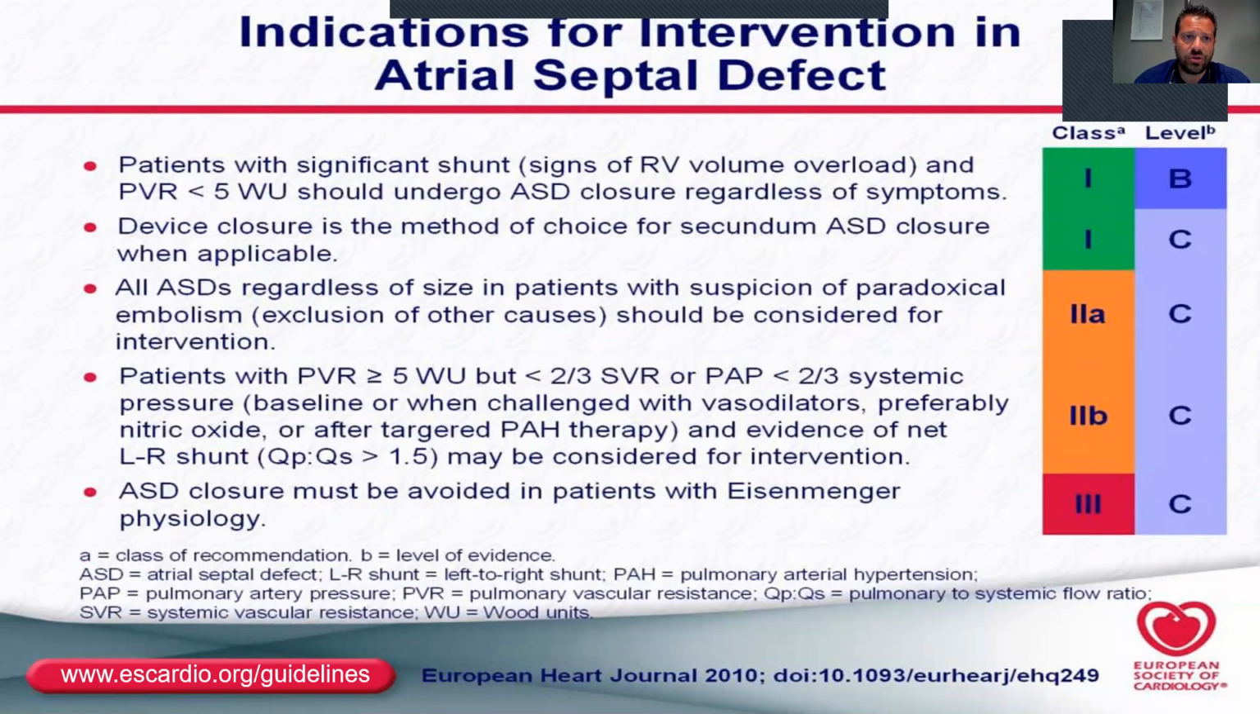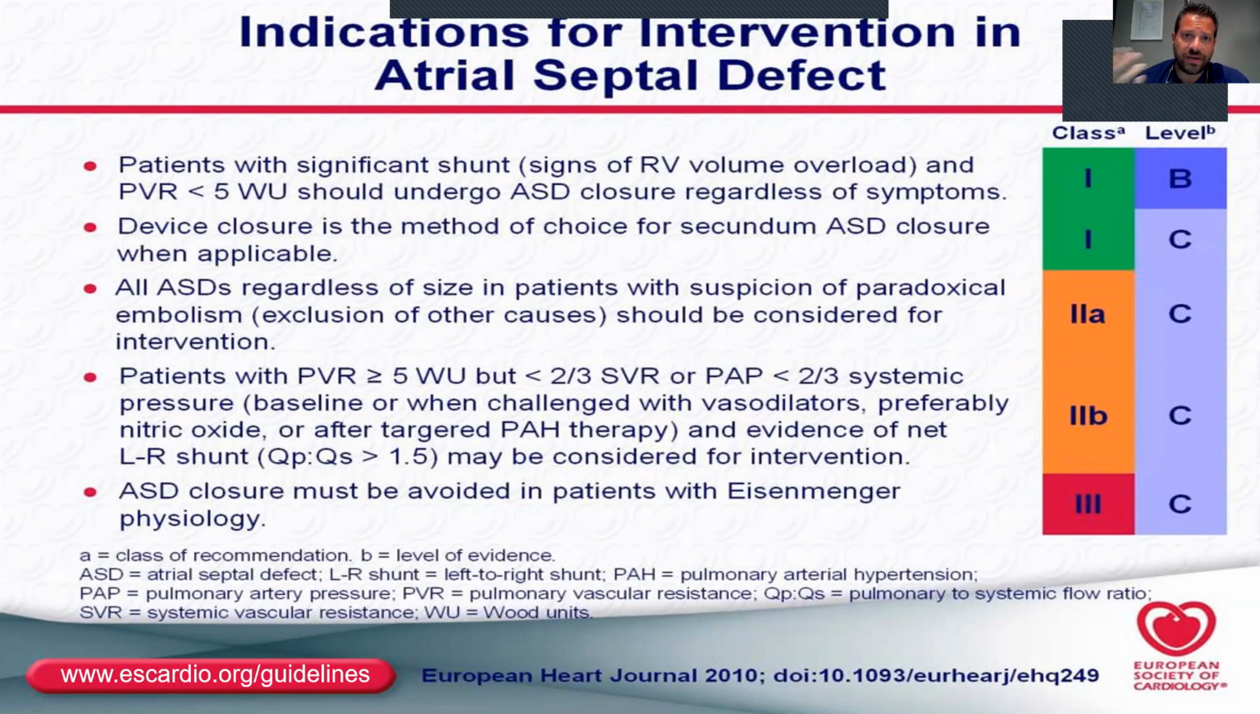One thing that we should know from the guidelines is that when we have Eisenmenger physiology, it's a contraindication to do an ASD closure. And of course, we have to know that if we have a patient with PVR below 5 Wood units, then we can do an ASD closure, and almost always with a transcatheter device, except for the patients that are not suitable for an ambulatory occluder.